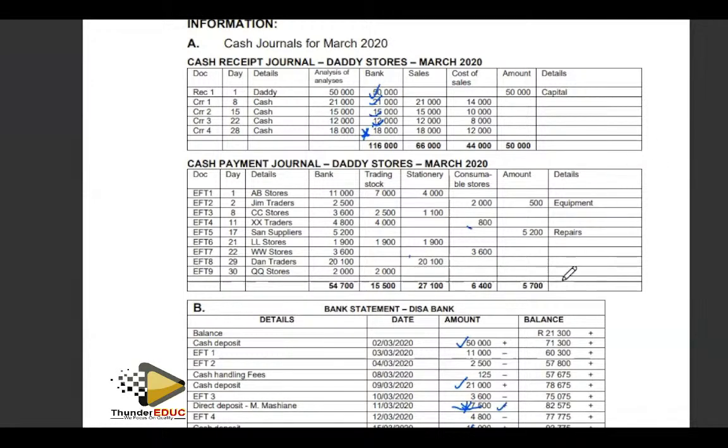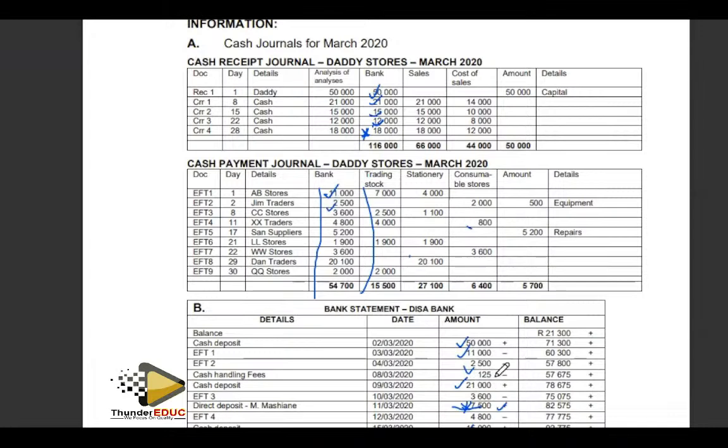Okay, so now we're going to compare our bank column with our debits. First we have this, okay, and this, so they have appeared. Now I'm sure you know how to tick off. Then we have 2,500, it has appeared. Even here we tick it off. Now we have to move very quickly.